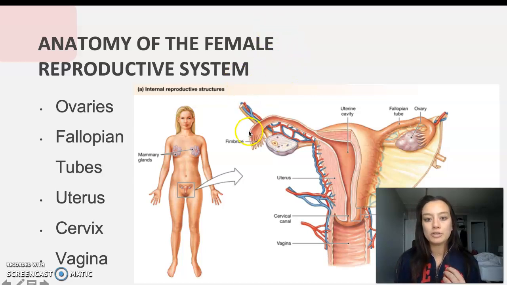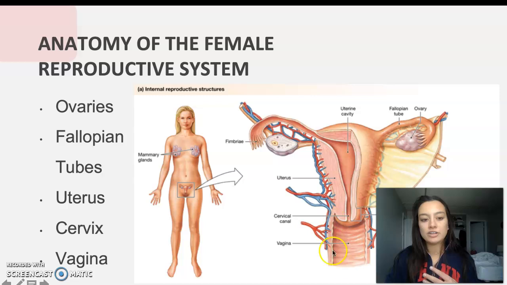We also have the fallopian tubes with their fimbriae pictured here. Those will take the eggs after they're expelled from the ovaries and bring them into the uterus, or the uterine cavity. And then we also see the cervix here and the vagina.